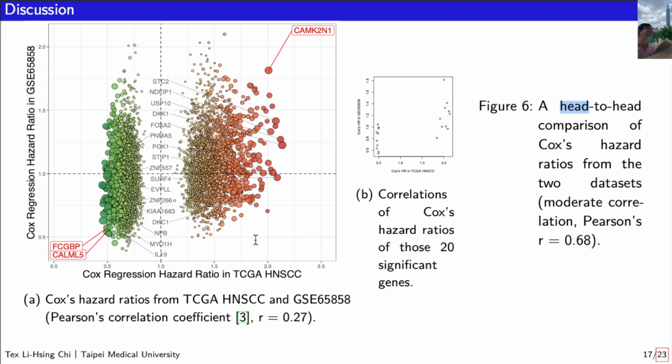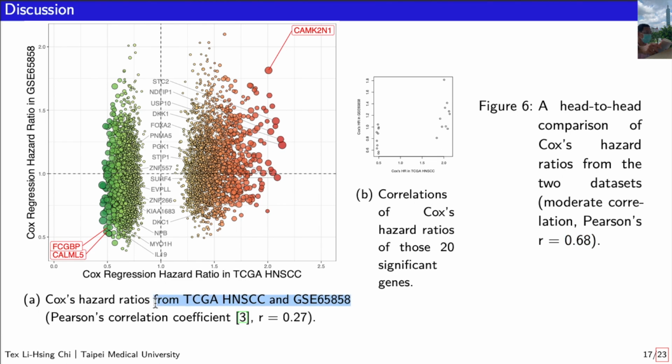And for the Pearson's correlation of the effect size, the hazard ratio, between the 2 data sets, we can see only a moderate correlation of 0.68, which is not too good, but this is due to the heterogeneity of the 2 data sets.